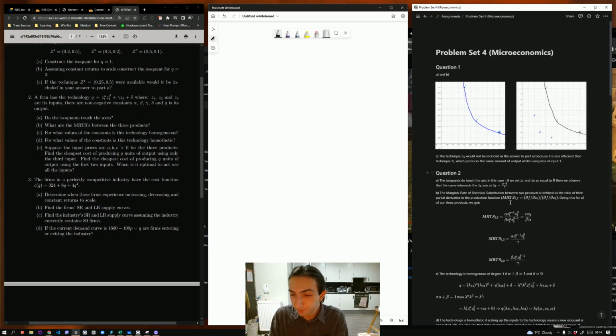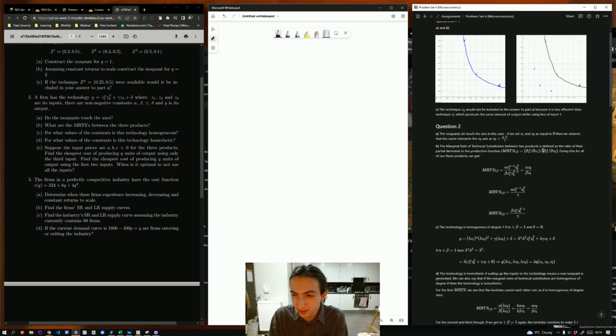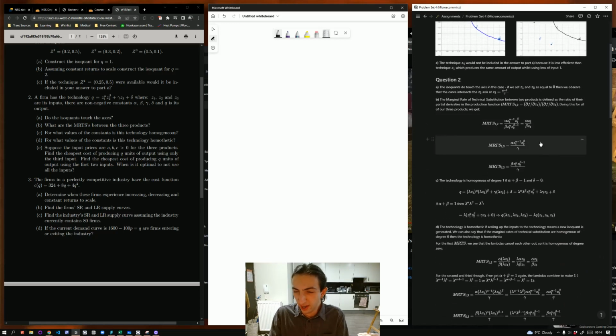Okay, number 2. So number 1 I thought was quite easy. Number 2: do the isoquants touch the axes? It says, first of all, a firm has the technology q equals Z1^alpha Z2^beta plus gamma Z3 plus delta, where Z1, Z2, Z3 are its inputs, alpha, beta, gamma, delta are non-negative constants, and q is output. Do the isoquants touch the axes?